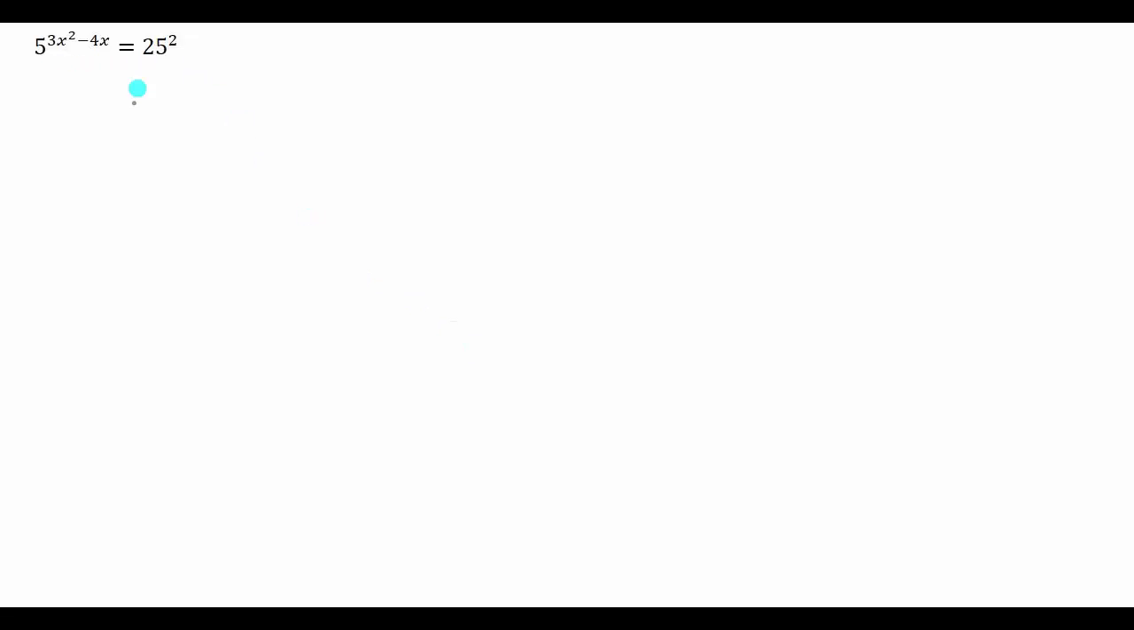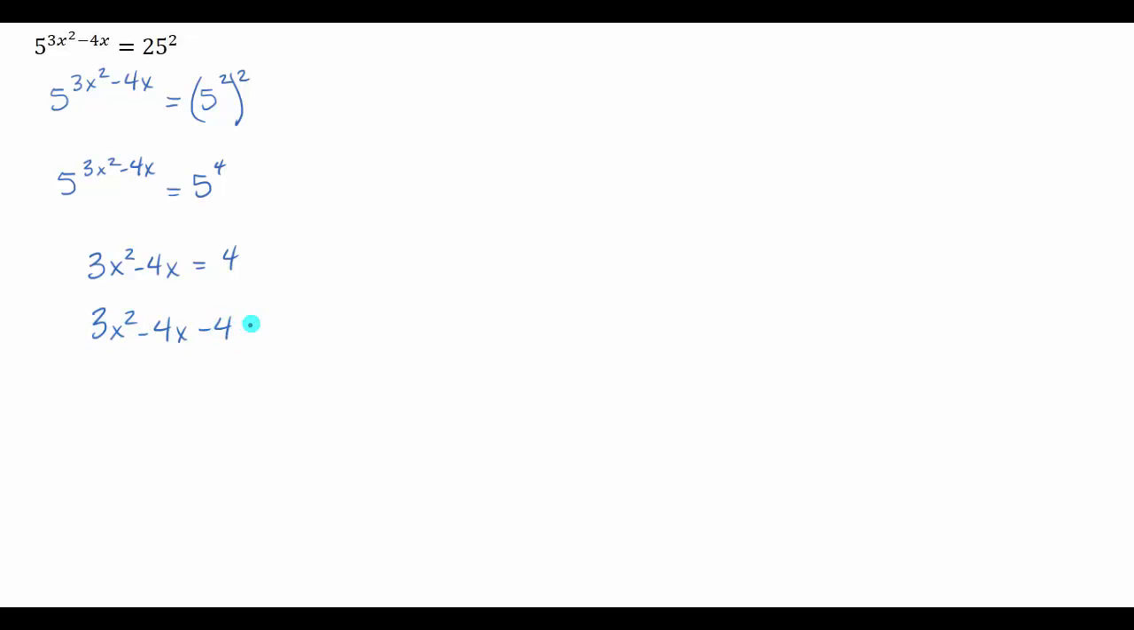Here I have 5 and 25 as my bases, so I'm going to rewrite my 25 as 5 squared. 5 to the 3x squared minus 4x equals 5 squared, and then that was to the second power. So we have 5 to the 3x squared minus 4x equals 5 to the 4th. So now that my bases are equal, I can equate my exponents. 3x squared minus 4x equals 4. 3x squared minus 4x minus 4 equals 0.